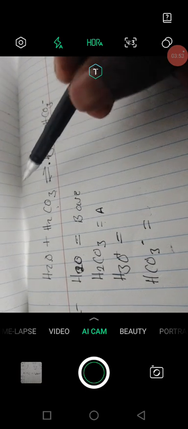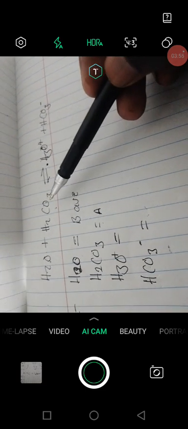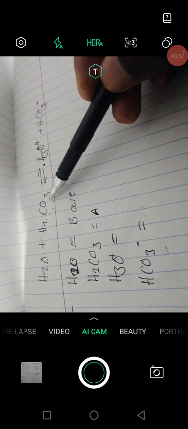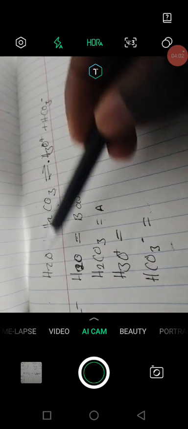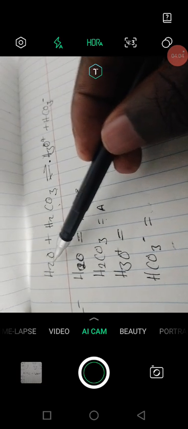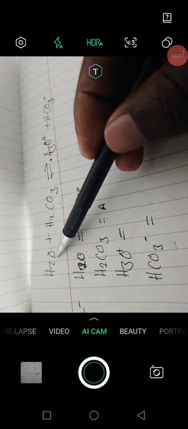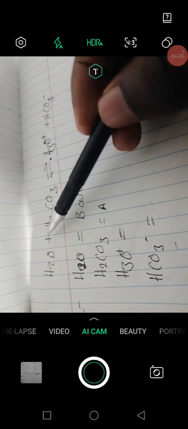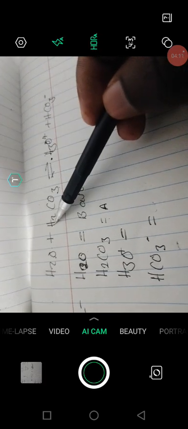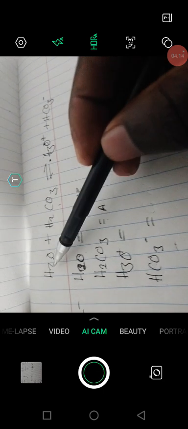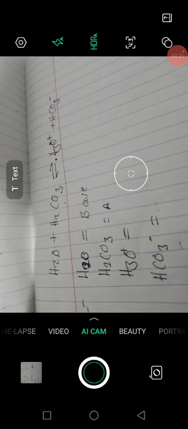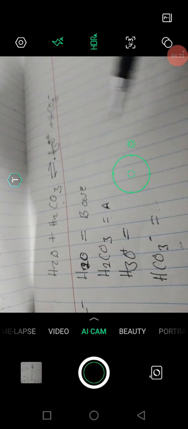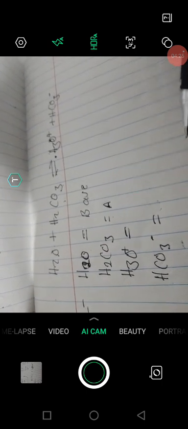So what will happen? According to Brønsted-Lowry theory, an acid is a proton donor. So it's going to donate a proton to a base, and the base will receive that hydrogen. We've got H2O, in which I have 2 hydrogens in water.